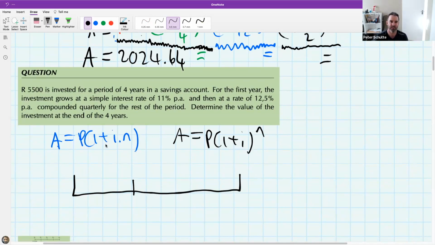I will put the 5,500 at the bottom just so that you all know that's the principle, the amount that I start with growing. And then how many other points are important? I'll give you some time for that.